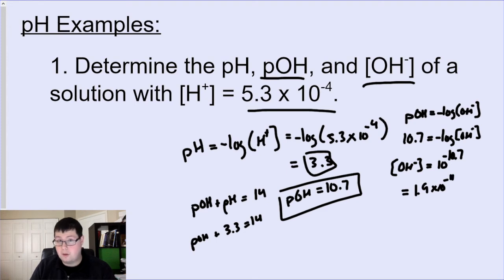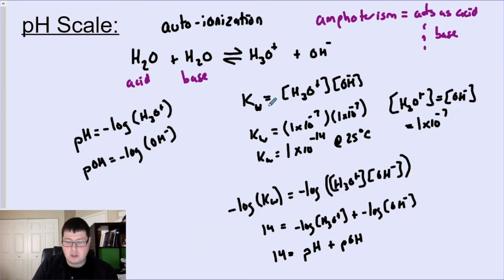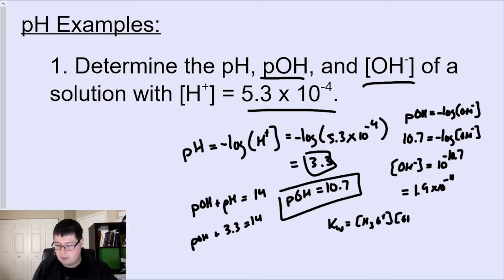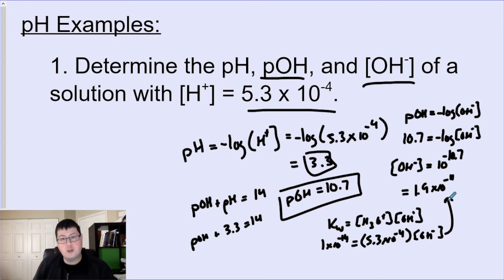Now there's one more way you could do this, and that goes back to the definition of Kw. Kw is H3O plus times OH minus. And so since I know the H plus concentration, I could say that Kw is equal to H3O plus times OH minus. This is 1.1 times 10 to the minus 14th. That's going to be equal to 5.3 times 10 to the minus 4th times our OH minus concentration. And if you do that in your calculator, you should end up getting a similar number to what we saw before. Maybe a little off due to rounding or sig figs, but should be very similar there.